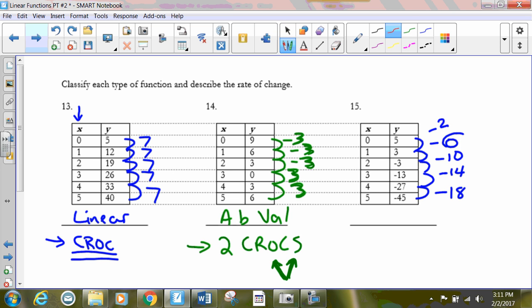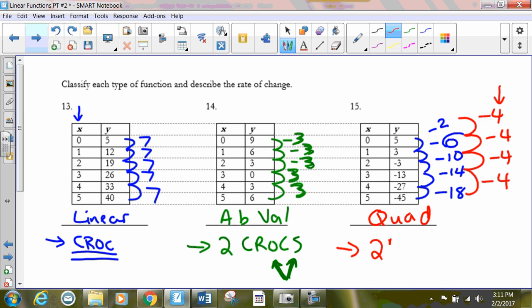But we've got to do the second hoops just to make sure. Negative 18 minus a negative 14 will be negative 4. Negative 14 minus a negative 10 will be negative 4. And negative 10 minus a negative 6 will also be negative 4. And another negative 4. So when the second hoops are the same, we know it's quadratic. And the explanation is because second hoops are equal. Okay, that's another shortcut way to say it.